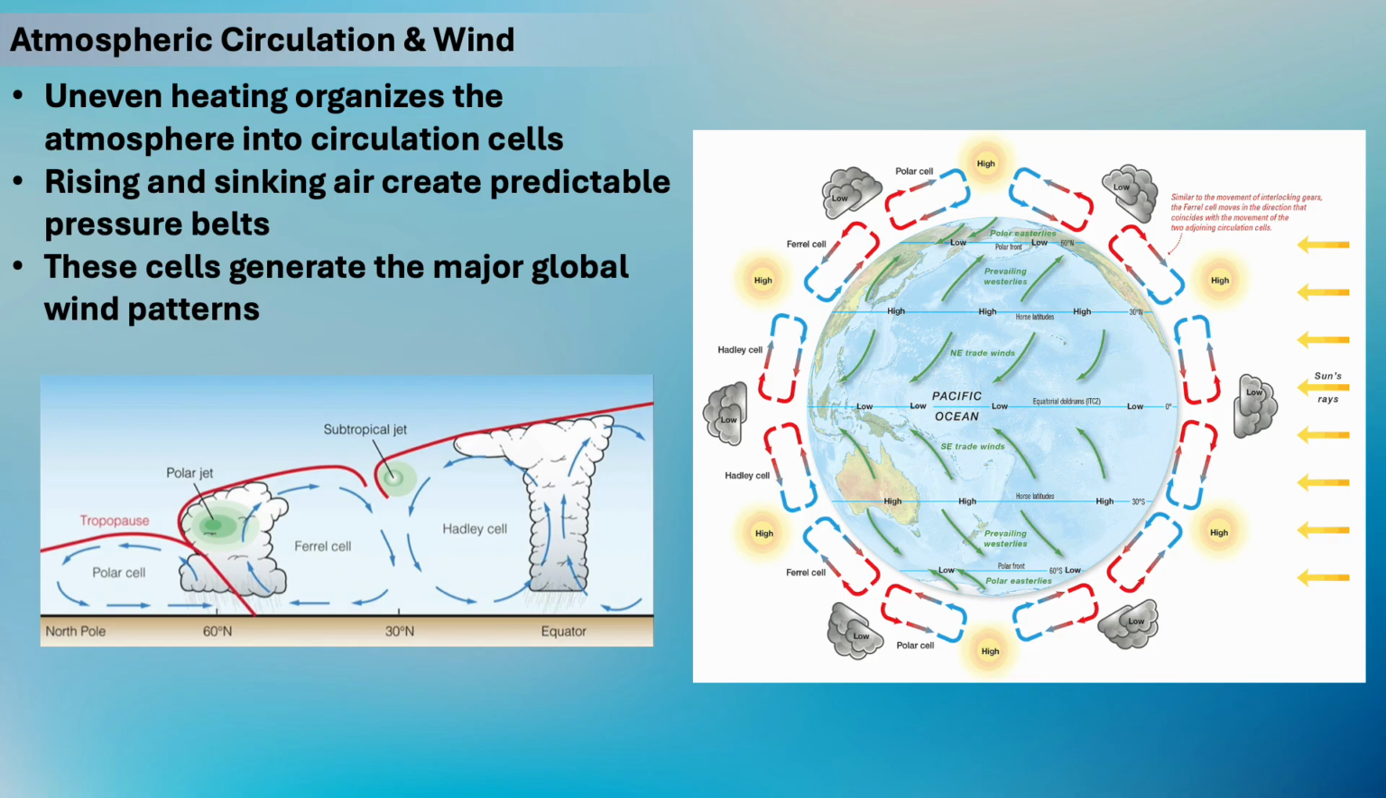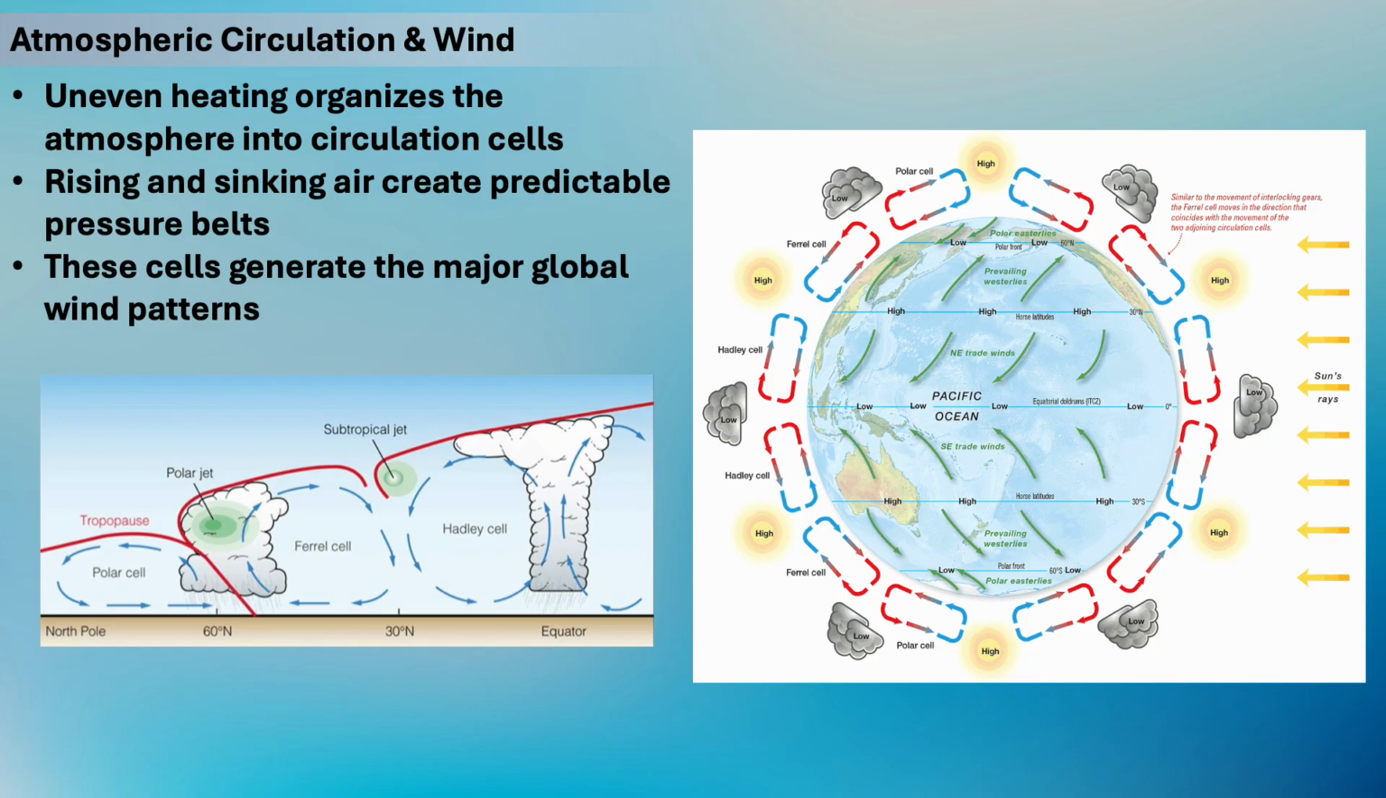Up to this point, we've been building the logic of atmospheric motion step by step. We started with uneven solar heating and then discussed how temperature affects air density, and then showed how pressure differences generate wind. What we haven't yet done is put all of that together into a global picture, and that's exactly what this diagram does and what the point of this slide is.